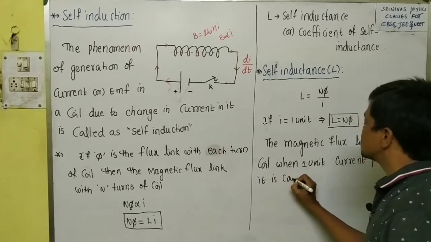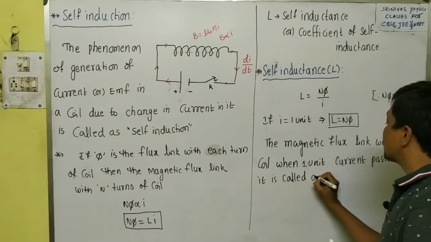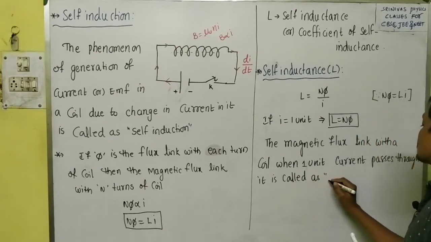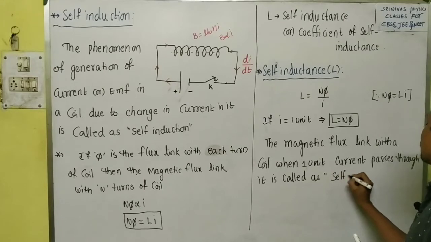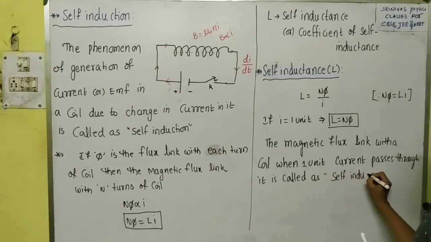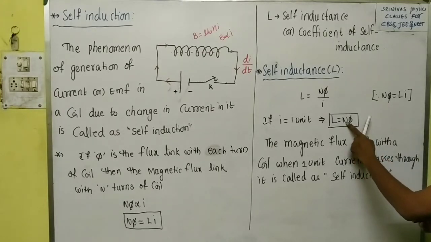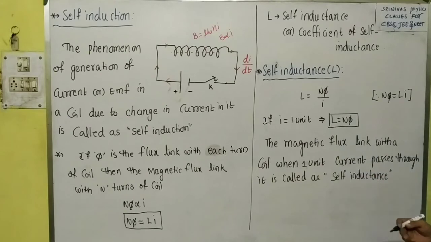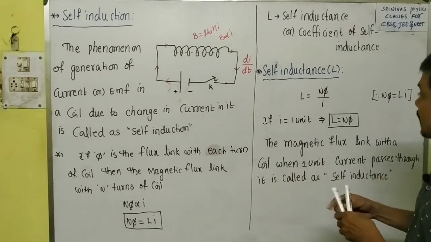Is called self-inductance. Okay? Right. This is the definition of self-inductance: the magnetic flux linked with a coil when unit current passes through it is called self-inductance.